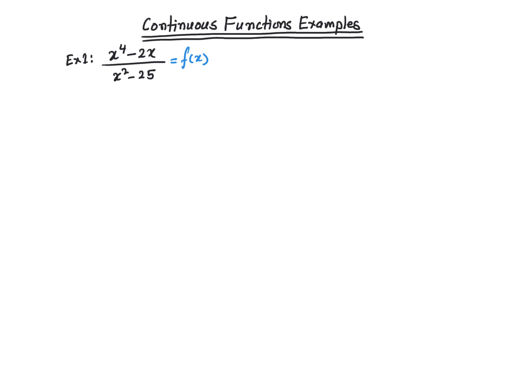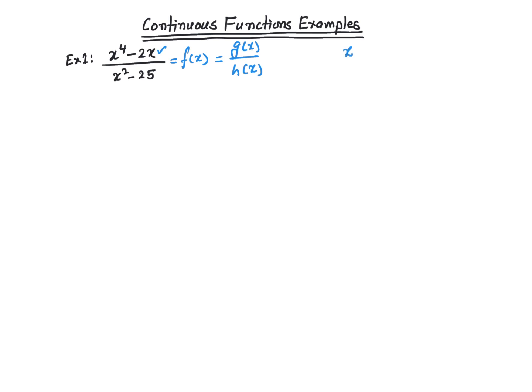Now, f of x is actually a ratio of two functions. Let's call them g of x, which is the numerator, x to the power 4 minus 2x, and maybe h of x, the denominator, x squared minus 25. When you're dealing with rational functions, the only thing you have to keep in mind is that the denominator never evaluates to 0. In our case, we have x squared minus 25.